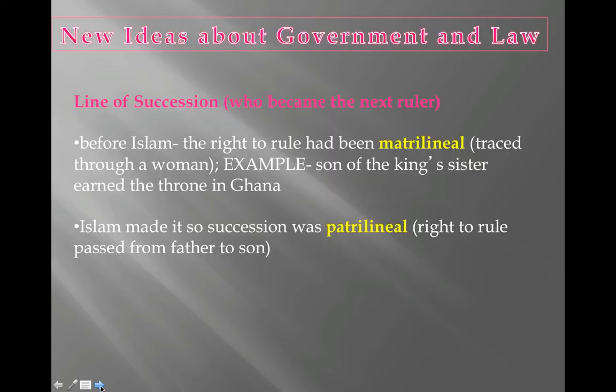All right, we're moving on to government and law, how government and law were influenced by Islam. So number 6, I have a note to myself that some people had trouble with number 6 last year. So line of succession, who's going to be the next ruler? Before Islam, it had been traced through a woman. It had been matrilineal. And then because of Islam, it changed to be patrilineal. So the old is this first bullet. So you need to note down something about that. But it changed to patrilineal succession, which is being passed down from father to son, not traced through a woman.